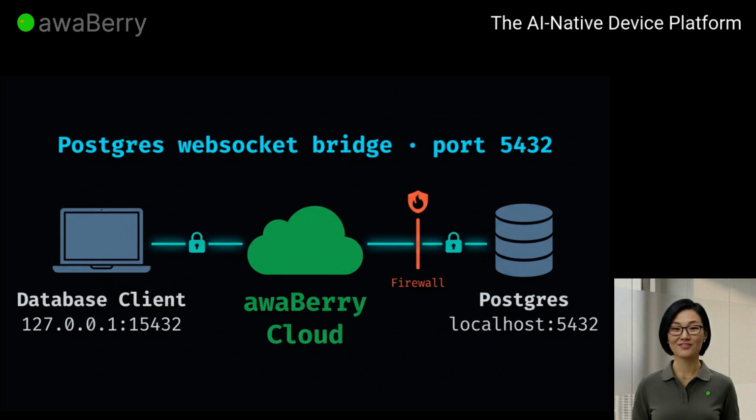awaBerry Remote offers a powerful feature called Web to Local. Securely connect to any application running locally on your remote device, like shown on this slide: databases, RDP, SSH servers, custom app servers, without opening a single firewall port or configuring a VPN. Your devices remain completely invisible to the public internet.